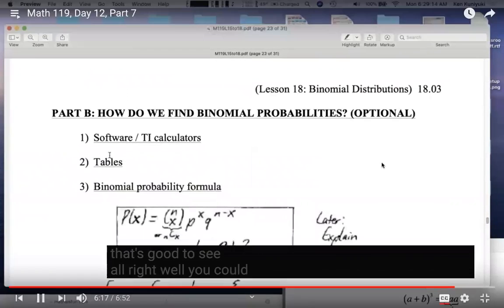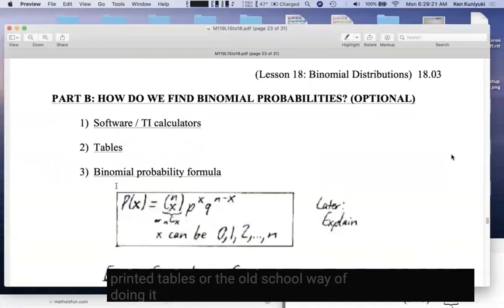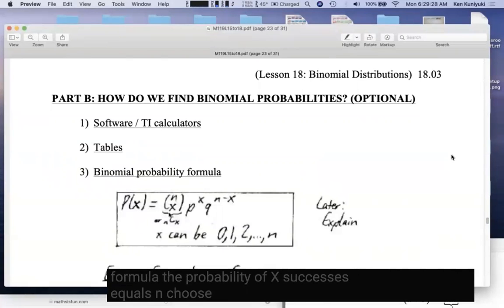All right, well, you could have software or TI graphing calculators. You could have printed tables, or the old school way of doing it, the binomial probability formula. The probability of X successes equals N choose X, or NCX. That's a binomial coefficient. Like 52 choose 5 was the number of 5-card hands you can get from a deck of 52 cards. N choose X, or NCX, is the number of ways that a student can get X questions correct out of N questions.